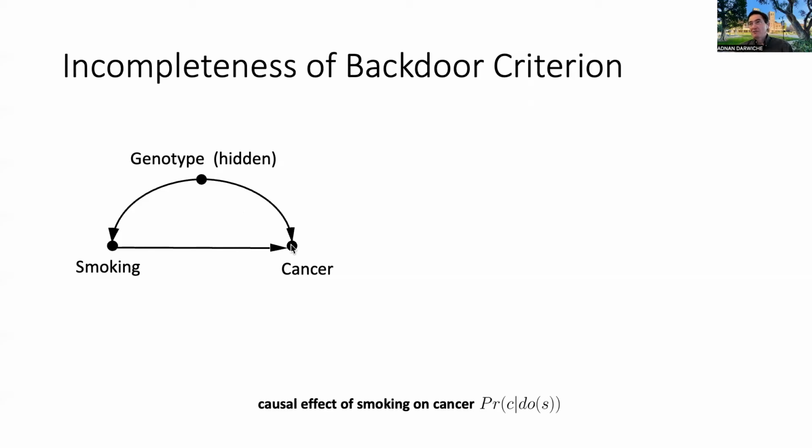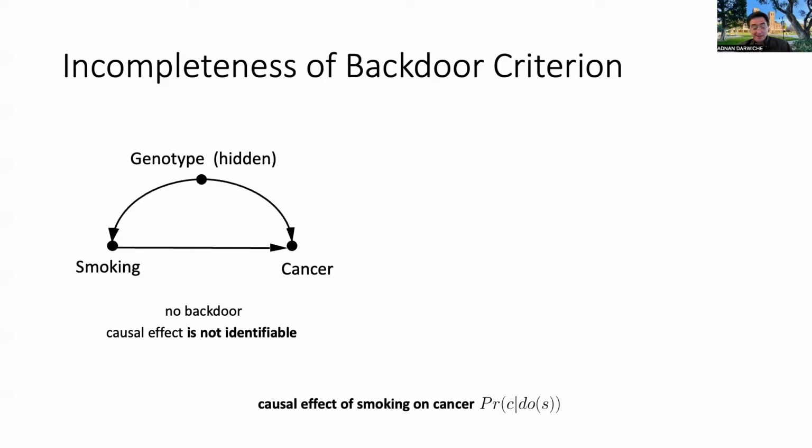And backdoor would say, let's look at the backdoor paths. There's this one, and that's the only one, right? The only way to block it is to observe the genotype, and we cannot observe it because it's hidden. So there's no backdoor adjustment set in this case, so we can't invoke the formula. And indeed, this is not identifiable. You can't do it here, not just by the backdoor, nothing else can do it.